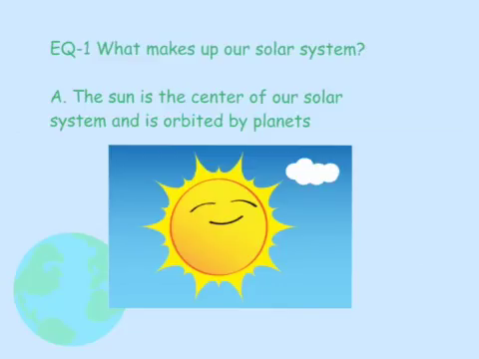Well, that's our vocabulary words. Let's take a look at our essential questions. Our first essential question: what makes up our solar system? And the answer to that is simple. The sun is the center of our solar system, and it's orbited by planets. We can remember also that it has other things in there, like the meteors and the comets and other space junk.